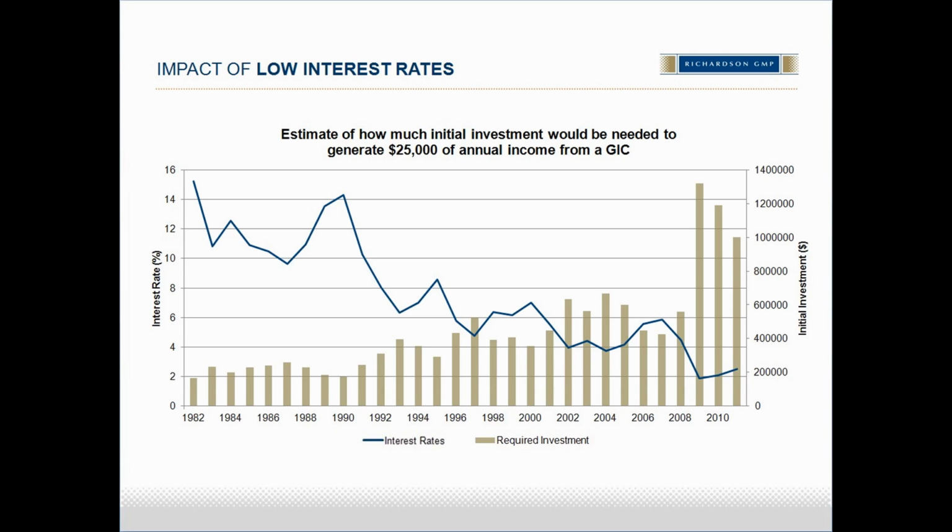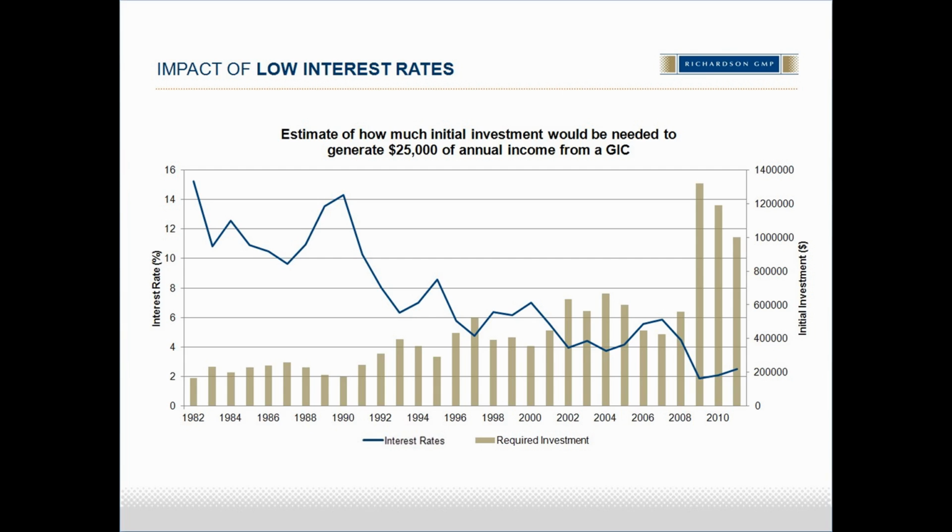And this slide's a little tough for some people to imagine, but it's an estimate of how much money you need to invest to earn $25,000 in income from a GIC. William, what does this mean for our clients? Well, this is where the rubber meets the road, I would say, because it really illustrates how much money you need to earn $25,000 in interest income.